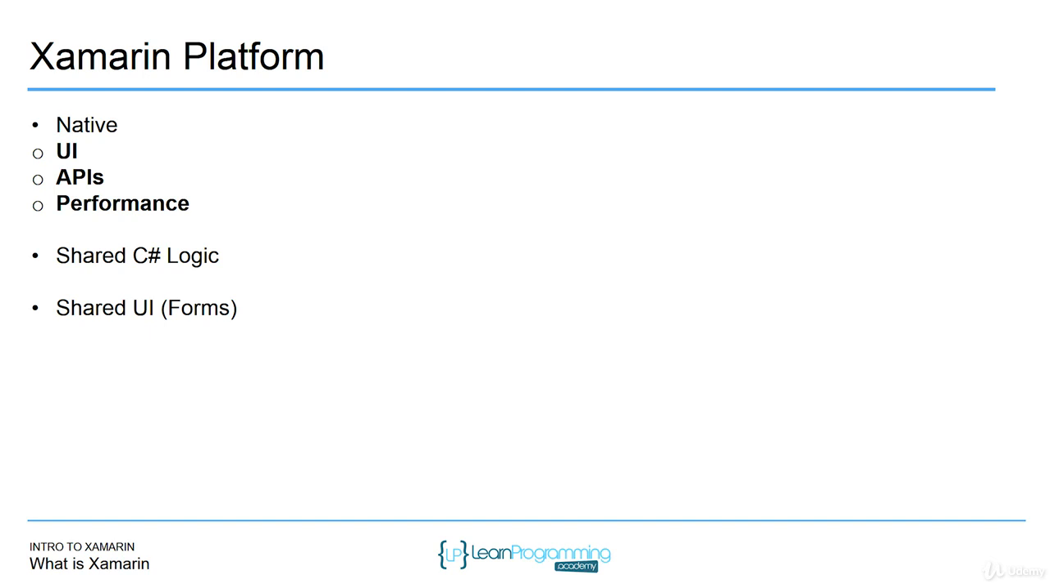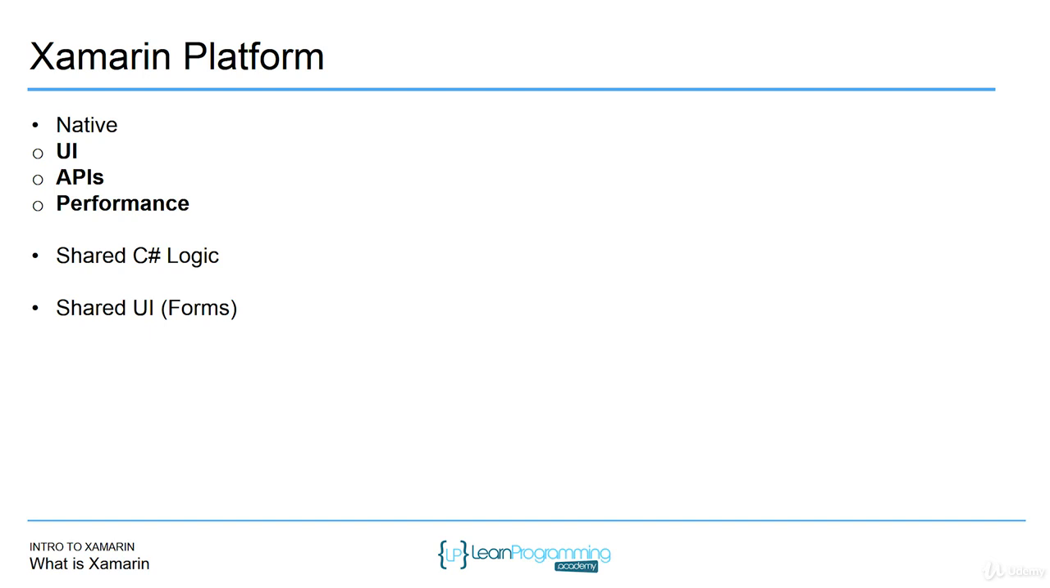Also, you have access to the native APIs. So whatever you can do with Java or Kotlin on Android, or with Swift and Objective-C on iOS, you will be able to do on Xamarin using C#. And because of these two first points, you get the third one, which is performance. You get native performance. Your apps will work as if they were native, because they are.